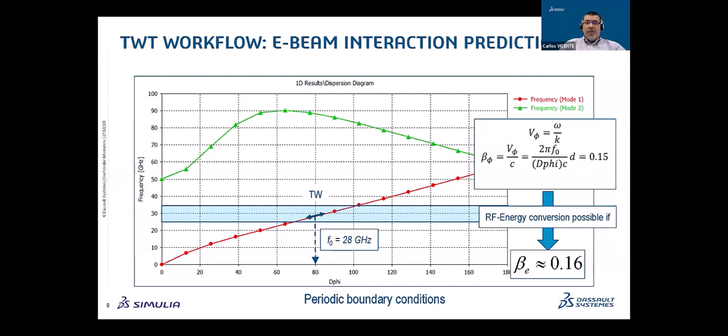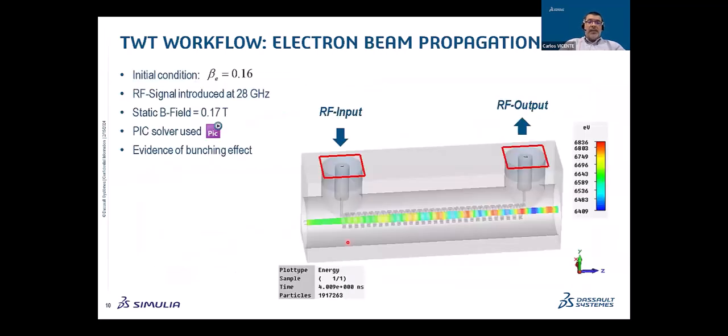In the graph we show here the tangent, which is the slope of this red curve at 28 gigahertz, which corresponds to the group velocity and defines the propagation of the energy of the traveling wave component being amplified by the E-beam. So with these two, we can really design the TWT. And here we have the effect we get, okay?